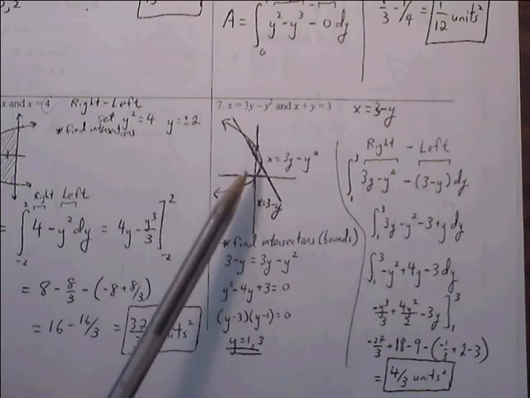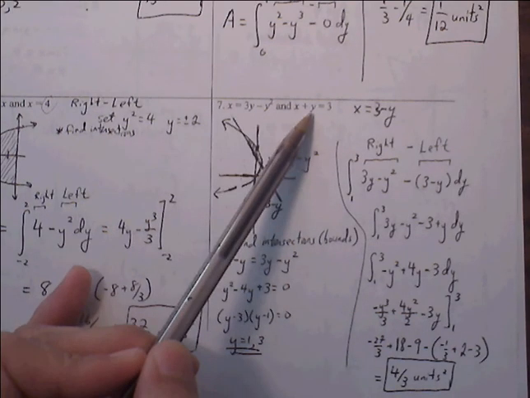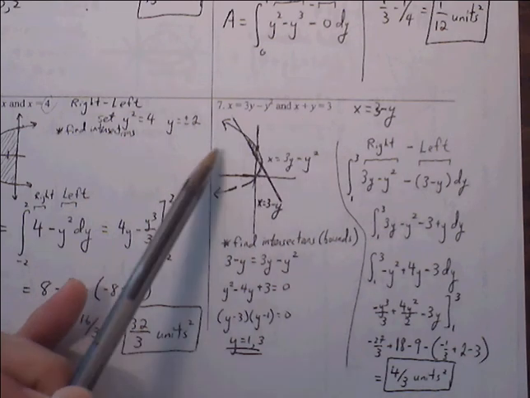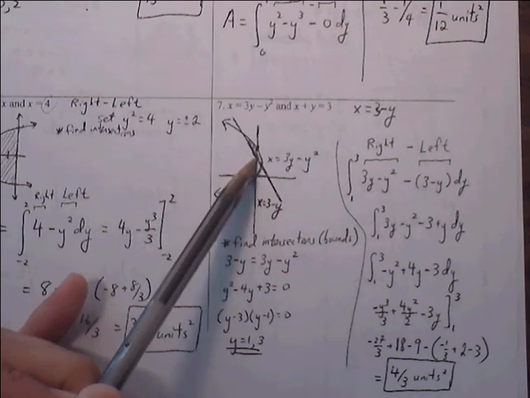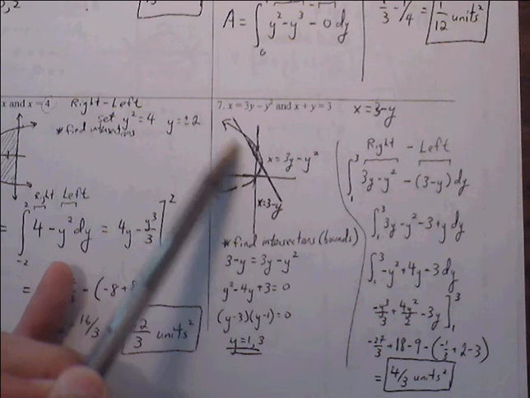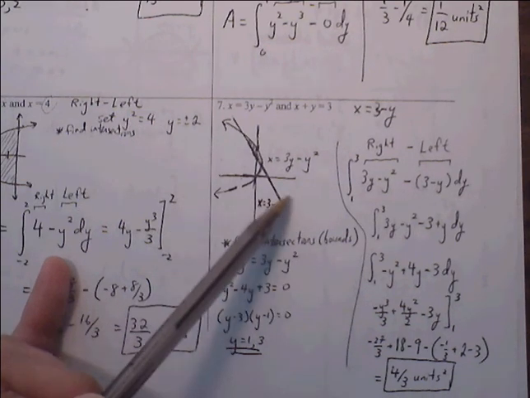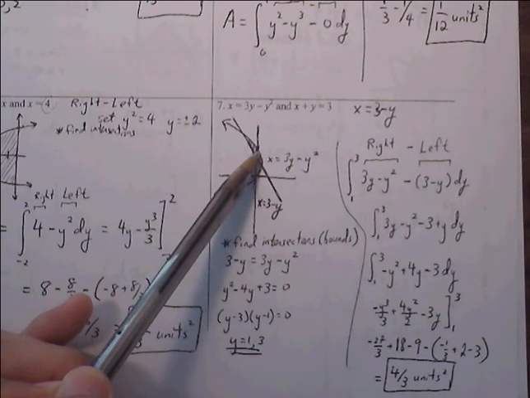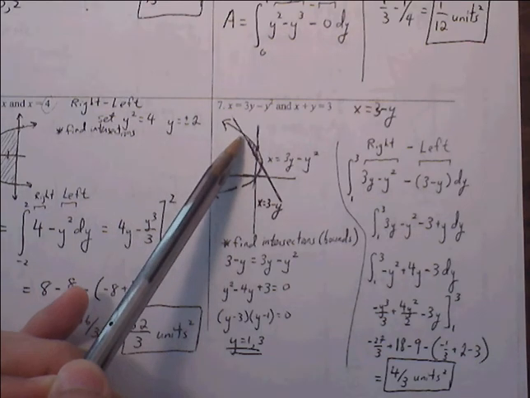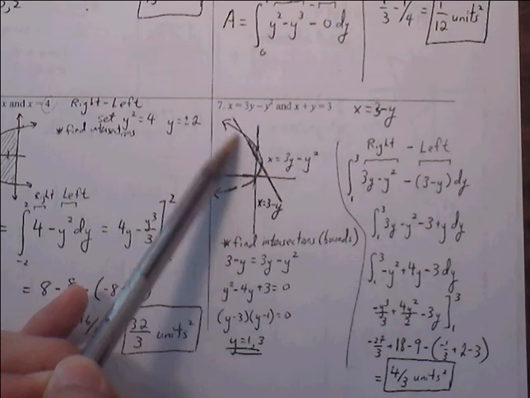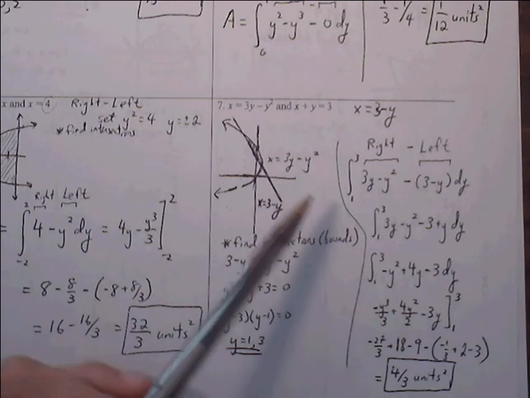Same thing as, sorry, y is equal to 3 minus x. So y-intercept of 3 and slope of negative 1. So from here, we can see that we have a shaded region that is between the two curves.